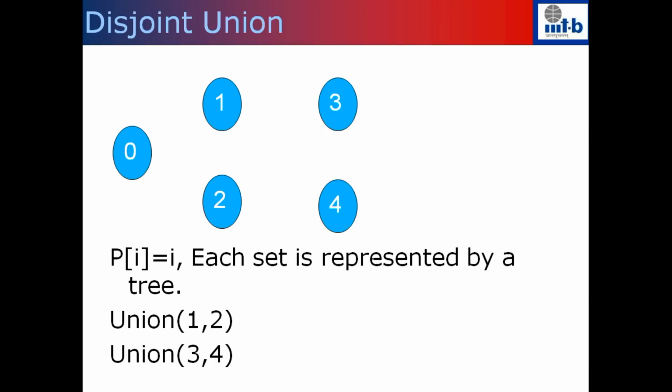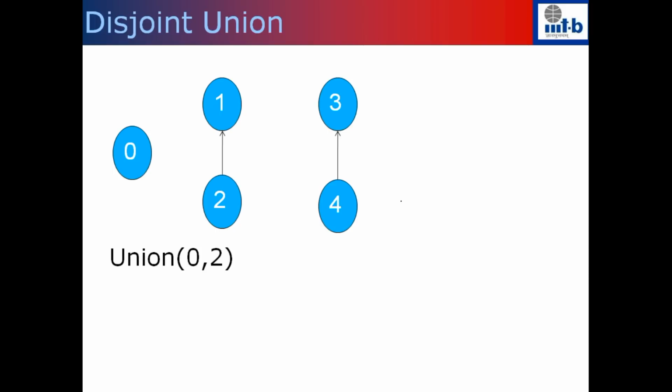Let's see an example to begin with how this actually works. Now all the nodes are singleton nodes, all of them are roots. That means each parent pointer is pointing to itself. Now I want to find the union of 1 comma 2. When union of 1 comma 2 is done, 2 becomes the child of 1. When I do the union of 3 comma 4, 4 becomes the child of 3. So the diagram will look like this. Parent of 2 is 1, parent of 4 is 3.